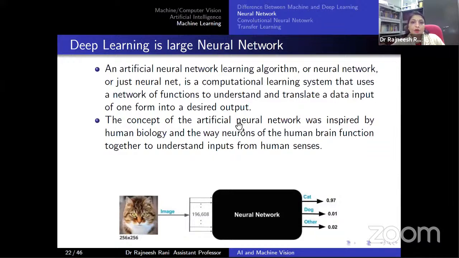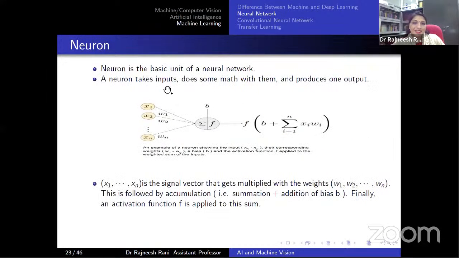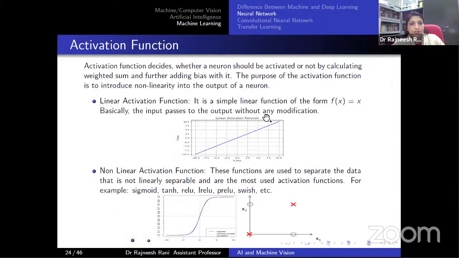The concept of artificial neural network was inspired by human biology and the way neurons of the human brain function. This is the concept of a neuron: a number of features are given, x1, x2 to xn. In case of an image, these are the pixel values. You perform some computation, some bias is added, and this is a function, and you get the function value. Depending upon the value of that function, you see whether the next neuron should be activated or not.